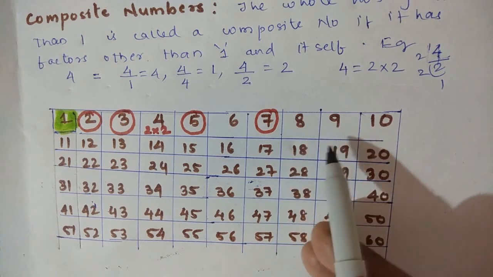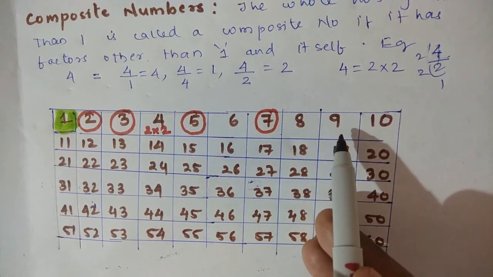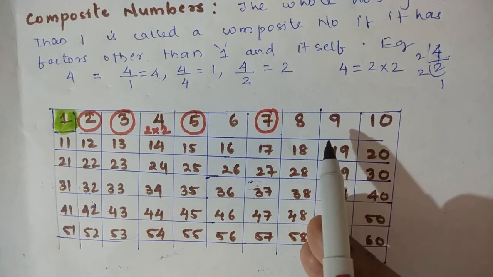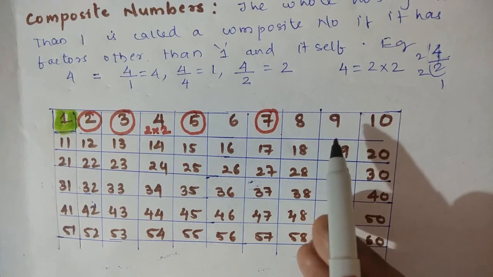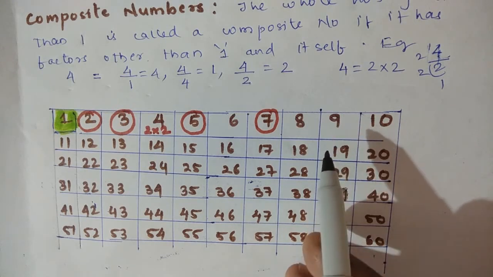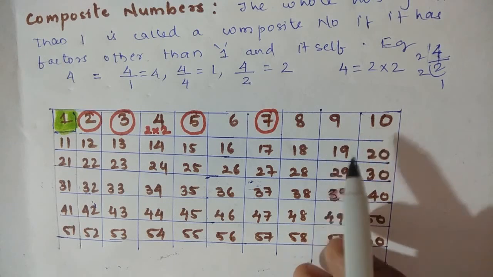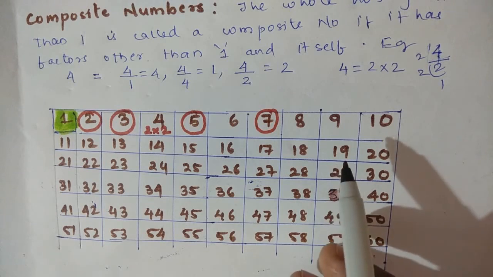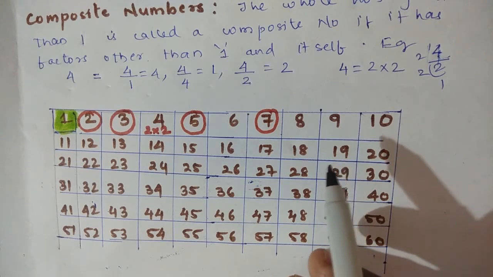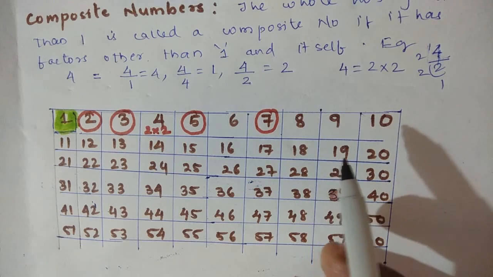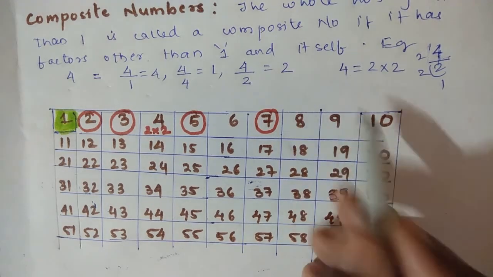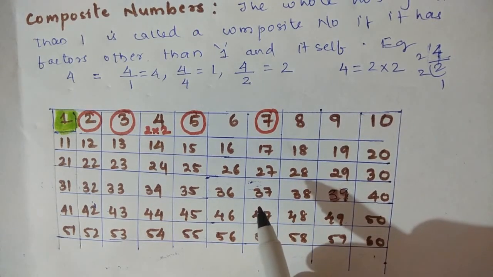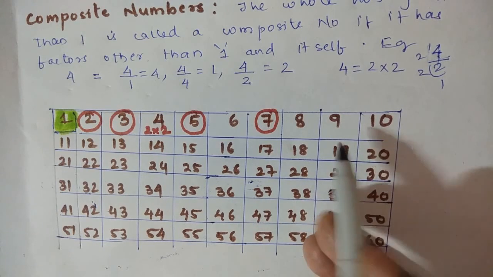What about 9? Yes, come to 9. 9 can be written as what? 1 into 9 or 9 into 1. So 1 and 9 are factors of 9. But it can also be written as 3 into 3, right? So what is the other factor of 9 then? 3. Therefore 1, 3 and 9 are the factors of 9. Hence 9 is what type of number? It will be a composite number, right?